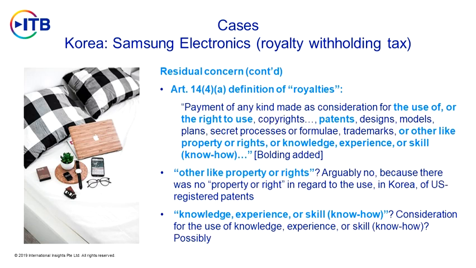Let me take you back to the definition of royalties in Article 14.4a. It refers to the use of or the right to use patents, but it also refers to the use of or the right to use other like property or rights, or knowledge, experience, or skill, know-how. Would any of those terms apply in this situation? Well, you could argue that the phrase "other like property or rights" should not apply because there was no property or right in regard to the use in Korea of US registered patents. But what about knowledge, experience, or skill, know-how? Could the payments be fairly described as consideration for the use of knowledge, experience, or skill, know-how? After all, a patent relates to an invention which is the product of knowledge, experience, and skill.